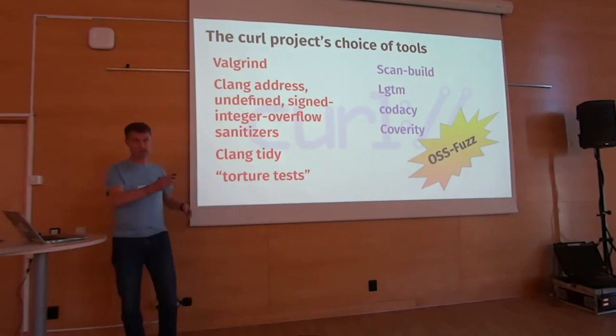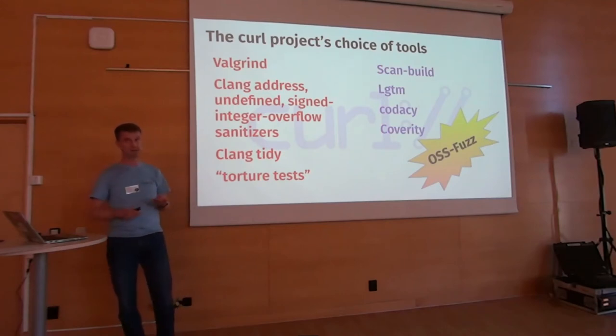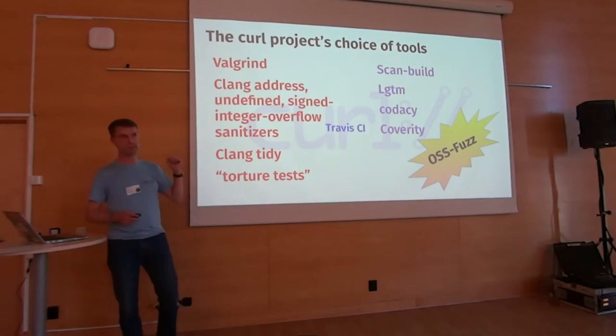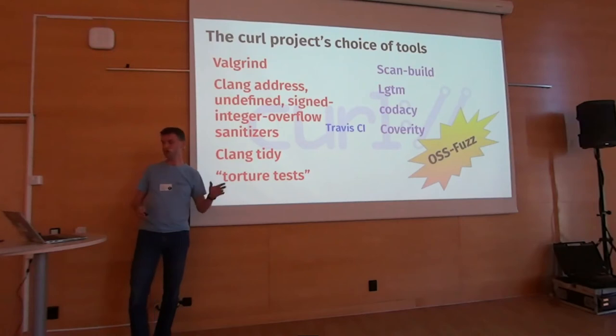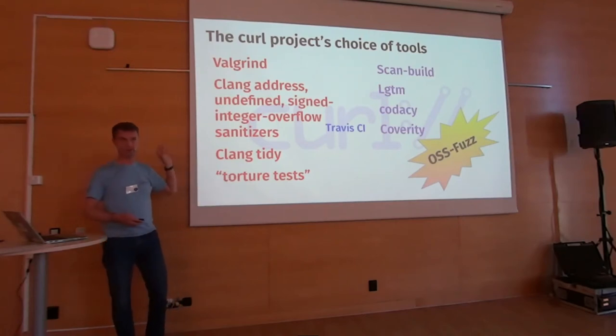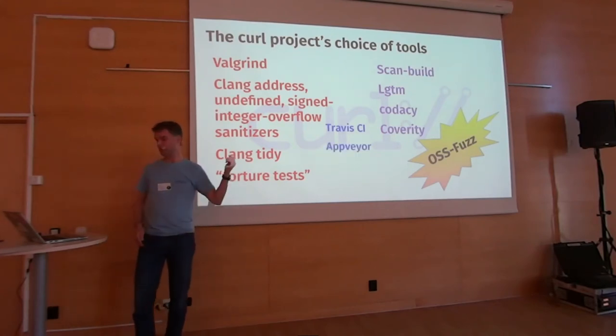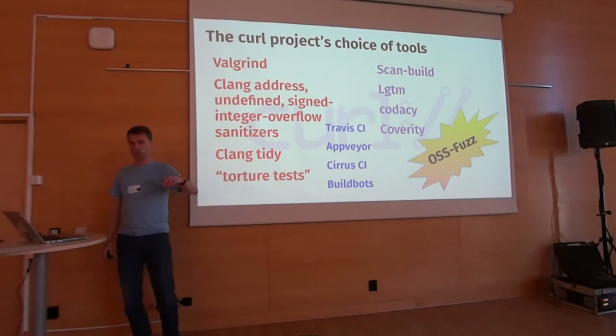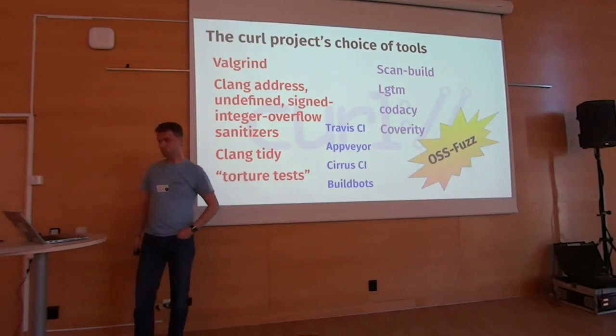And of course, if you do your fuzzing right, you can find a lot of things. But fuzzing isn't always easy, and it's resource intensive, and it takes a lot of time. Then it's good to have a lot of machinery. So we use a lot of free CI services. Actually, all of these tools that we use in the curl project, everything here is provided for free. So we don't pay for any of this. So Travis CI, AppVeyor, Zero CI, and we have a bunch of volunteers running build bots. So a lot of things running.